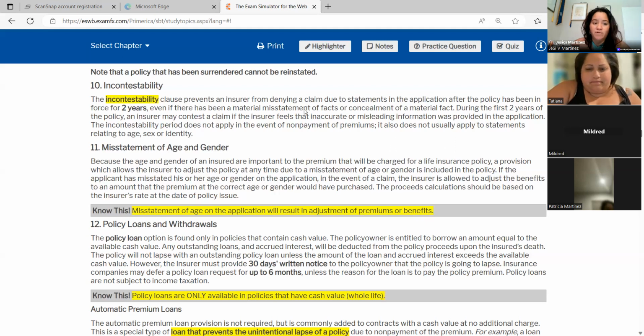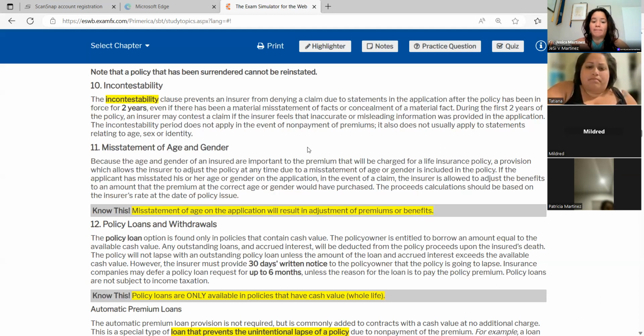So the period for incontestability is 2 years. And this is why they're super hard on underwriting, because if something was forgotten, they forgot to check, or it was a lie and they didn't notice, after the 2 years they can't say anything to you. Unless you lied about your age, your sex, or your identity. Those are the only 3. Identity being like background and stuff like that, or who you are or representation.